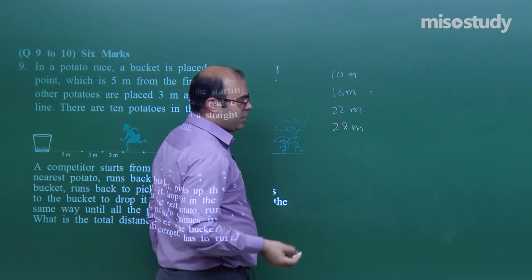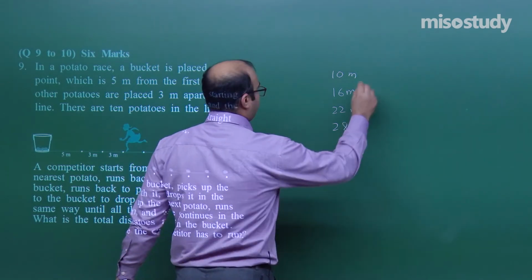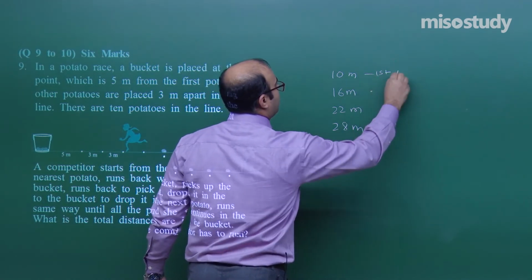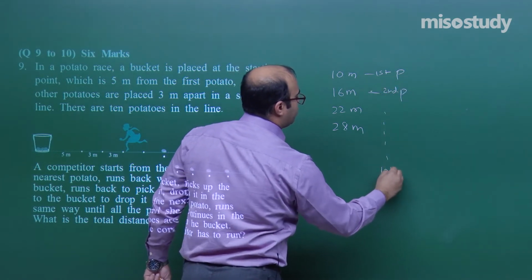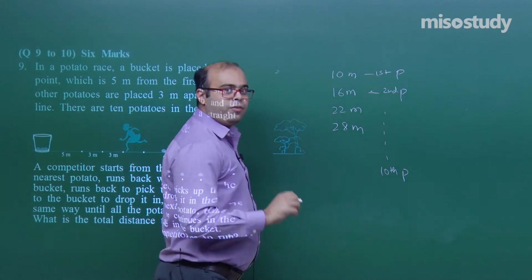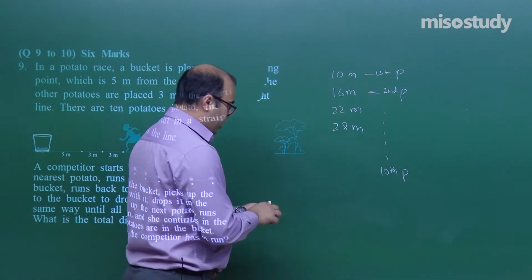She keeps on doing like this, and the last potato is the 10th potato. So this was the first potato work, this is the second potato work, and she keeps on doing till the 10th potato. When she drops the final 10th potato, her purpose is fulfilled. So how much distance has she travelled?